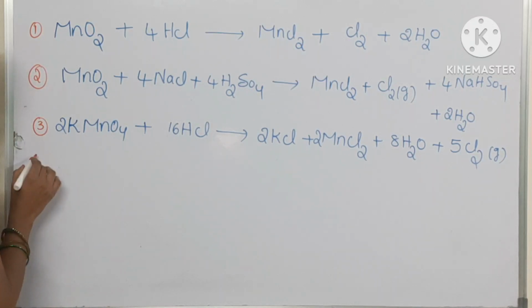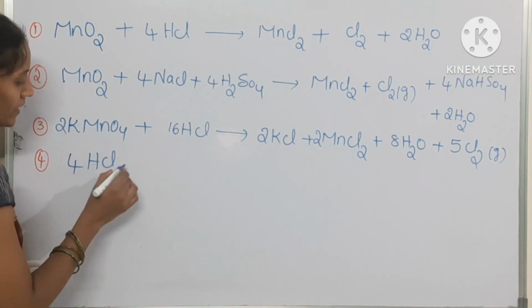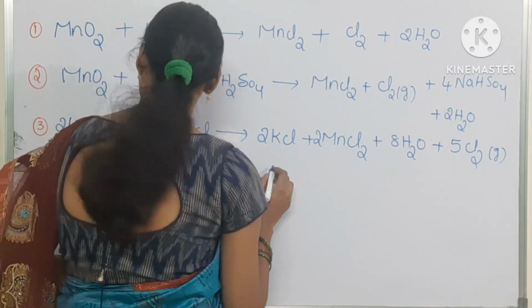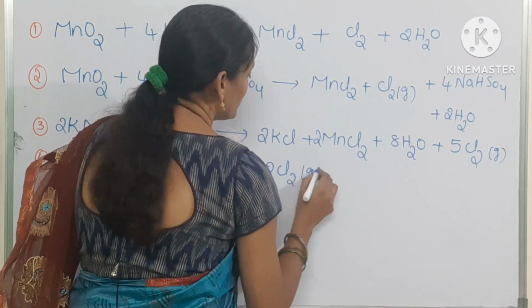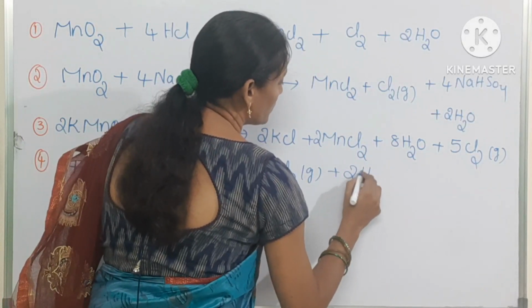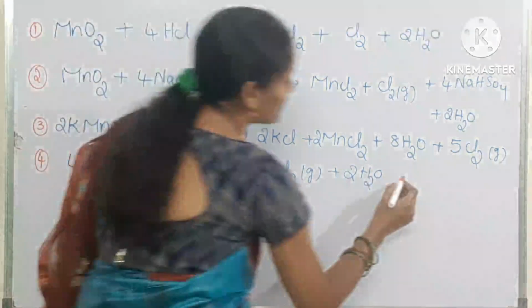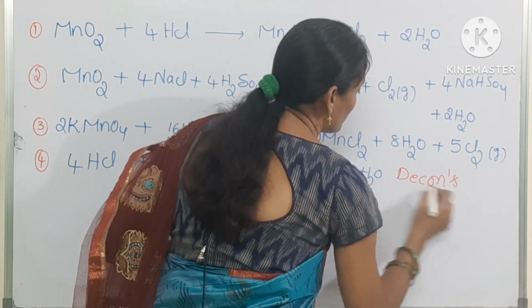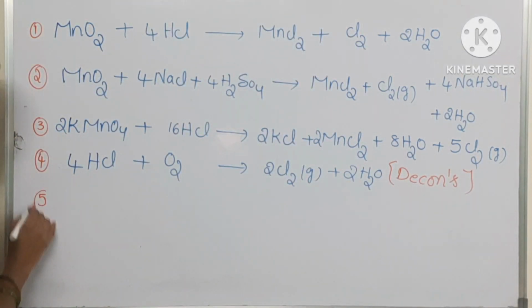Then coming to the next one, Deacon's process. Deacon's process is nothing but hydrochloric acid reacting with oxygen, then you will get chlorine. 2 moles of chlorine gas and 2 moles of water will be formed. This reaction is Deacon's process. Okay, remember.